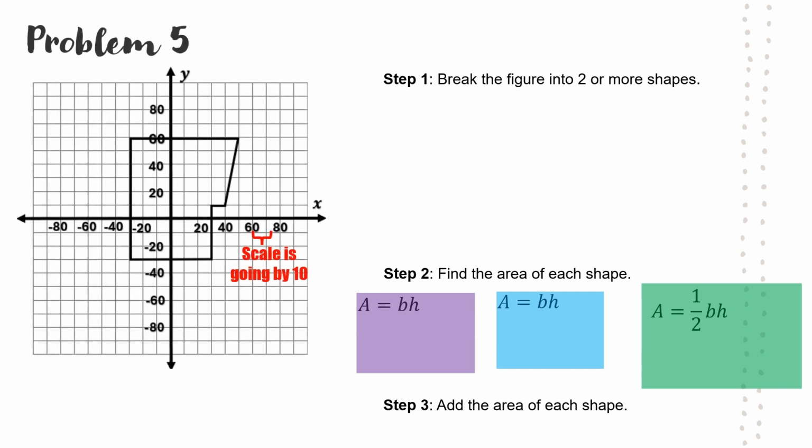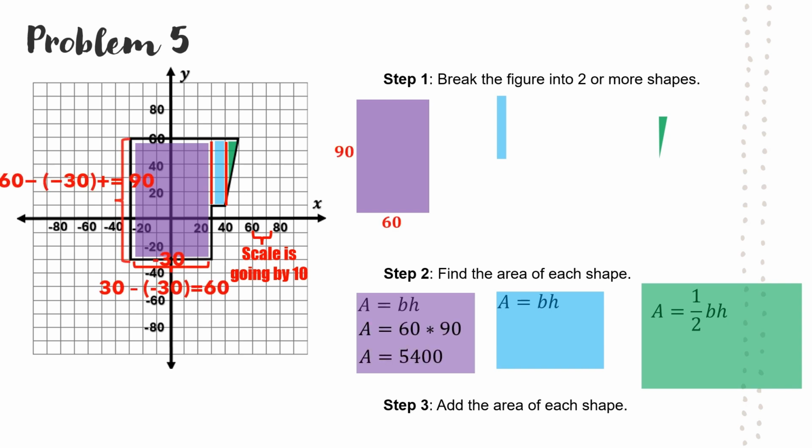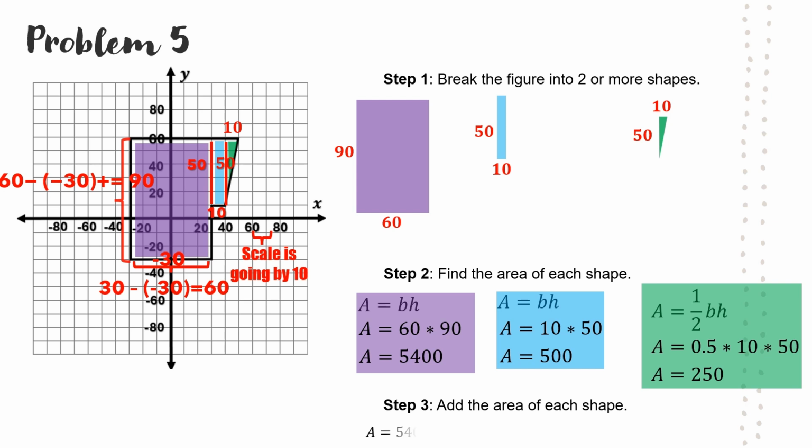The scale for our last problem is 10. Once again we will break the figure into a big rectangle, a small rectangle, and a small triangle. The next step will be to determine the dimensions of each shape, then use the dimensions to find the area of each shape, and finally add up the areas to find the total area of the composite figure. After adding the areas of each shape, we have determined that the total area of the composite shape is 6,150.